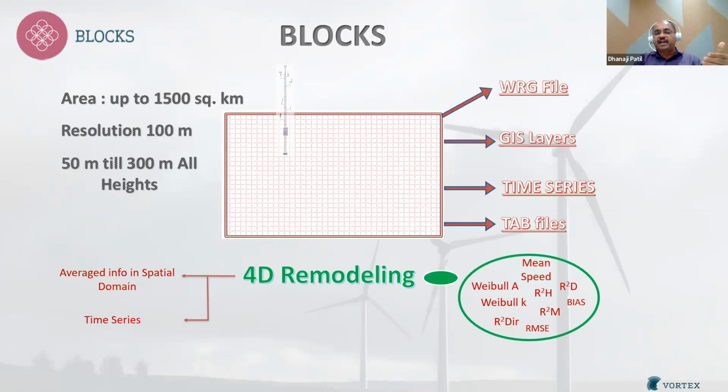Maybe 10-15 years back, the wind industry was only referring to mean speed information. Nobody was bothered about wind direction or turbulence extremes. Nobody was that careful at that time. But now the wind industry has matured, and they know how to use all these wind metrics for different applications while doing their analysis. This 4D remodeling helps to improve all these wind metrics at a time, and we can cross-check or validate. Suppose somebody has another MetMast; we can use one MetMast for the calibration of the Blocks output, and the result of the calibrated Blocks output can be validated at a second MetMast, for all the metrics.